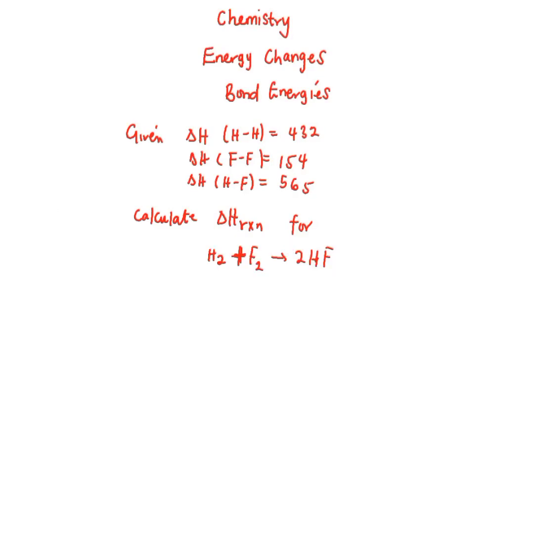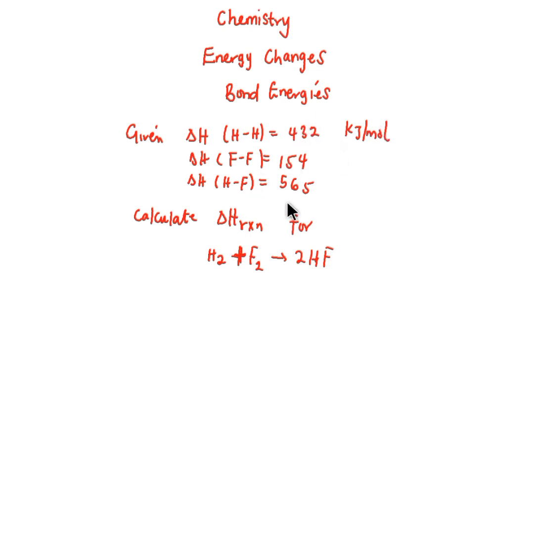Hi guys, so this is a new series on calculation of bond energies, energy changes generally. So one of the calculations on energy changes is bond energies, and here we've been given the bond energies of these bonds. Hydrogen to hydrogen bond, that's 432. By the way, the units here are in kilojoules per mole, all of them.